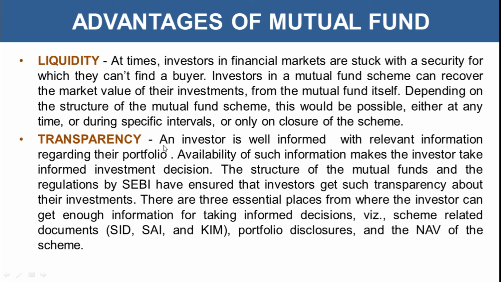Now let's come to transparency. An investor is well informed with relevant information regarding their portfolio. It's very important, and SEBI makes it mandatory for all the parties involved in capital market to make sure that the investors are getting informed investment decisions. They are getting information regarding their investment, regarding their portfolio. Now, the structure of mutual funds and regulation by SEBI have ensured that investors get such transparency about their investment. Thus, there are three essential places from where the investor can get information for taking informed decisions: scheme-related documents, portfolio disclosures, and the NAV of the scheme.